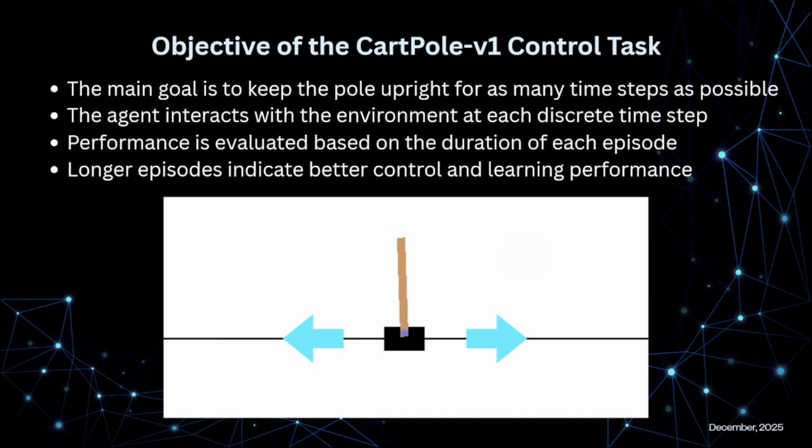The next thing is the objective of the CartPole-v1 control task. The objective here is simple but challenging. The agent aims to keep the pole upright for as many time steps as possible. At each time step, the agent observes the current state of the environment and selects an action. The longer the pole remains balanced, the better the agent's performance.